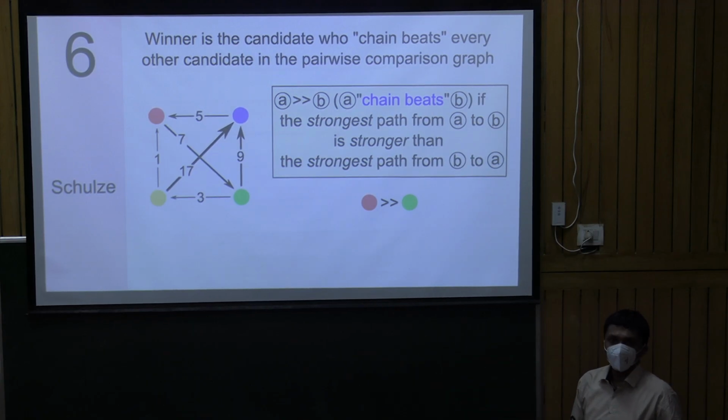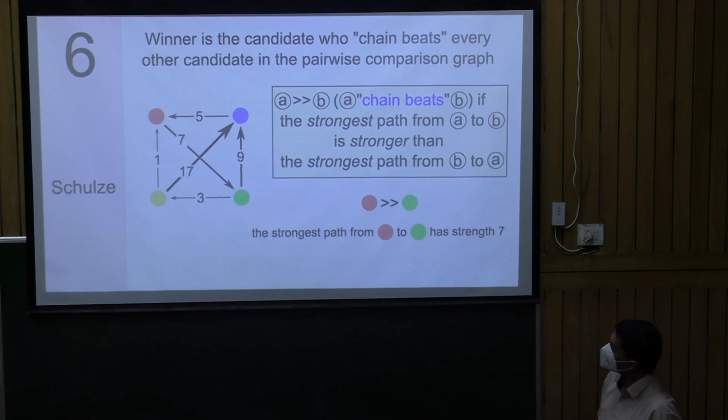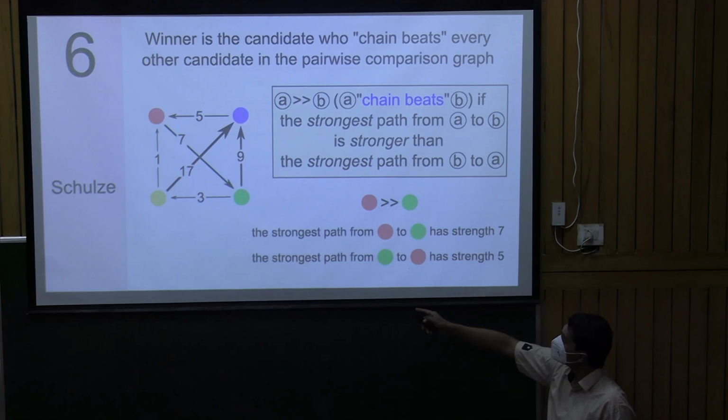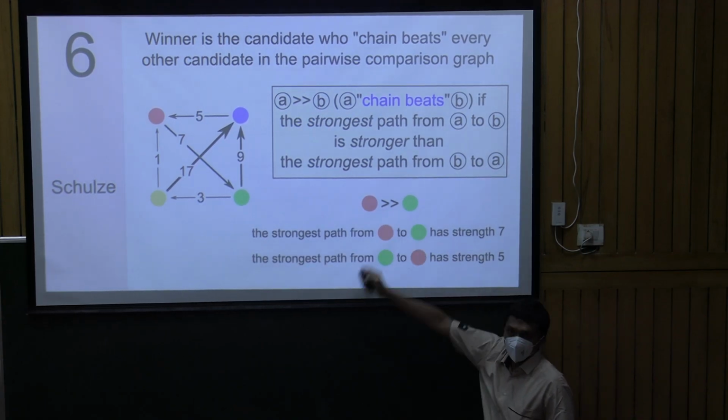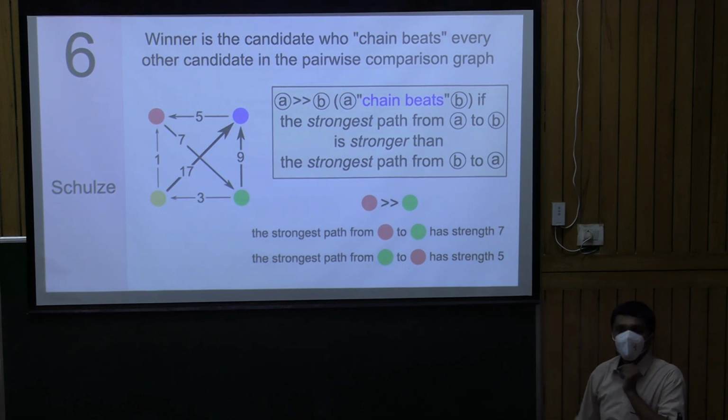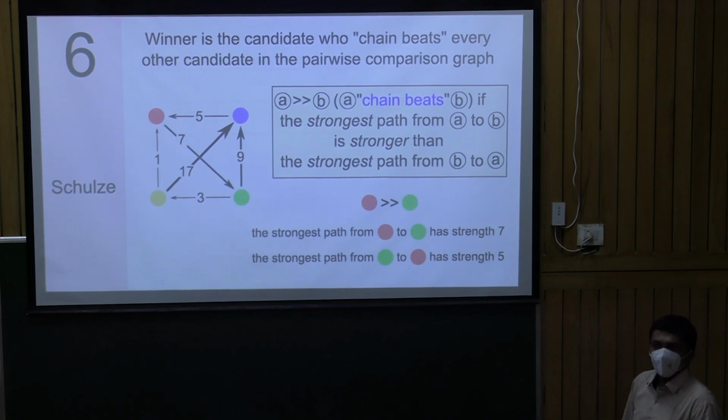Questions? Okay. So the strongest path has strength 7, strongest path in the opposite direction has strength 5. This is more, that's why red chain beats green. Good? It's a bit of a complicated definition that takes a second to get used to, but okay. I hope it's clear. Any questions about it? Good. Okay, so let's do one more.